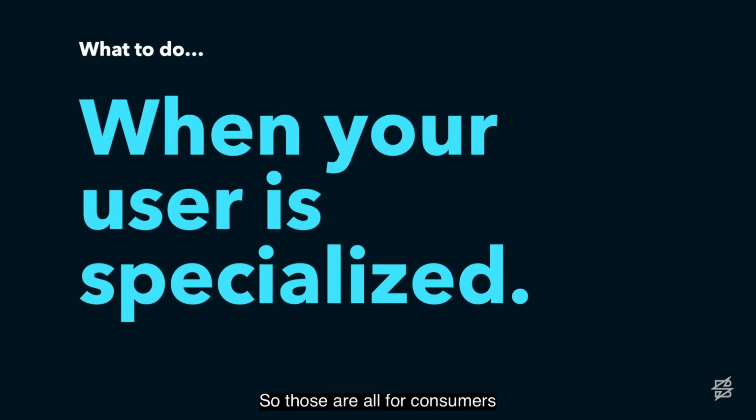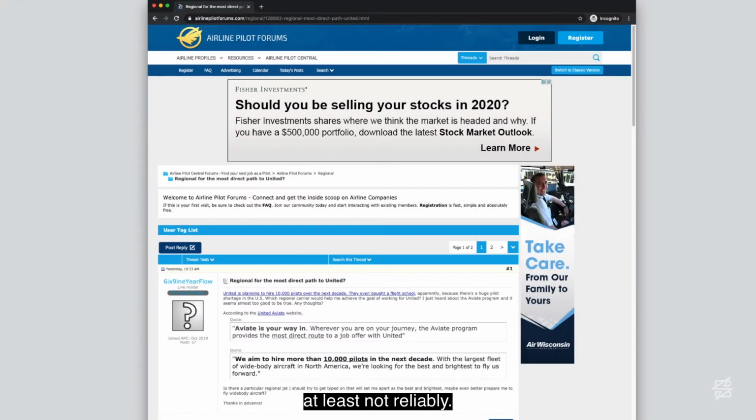So those are all for consumers, but what about when your user is a specialized population? Specialized populations are people with certain types of jobs, lifestyles, or interests that you just can't stumble on at a Starbucks, at least not reliably. So first, ask a client if there are places online where this population hangs out.